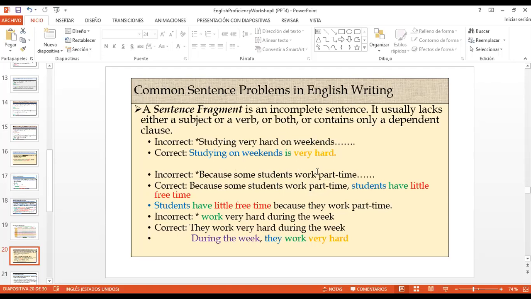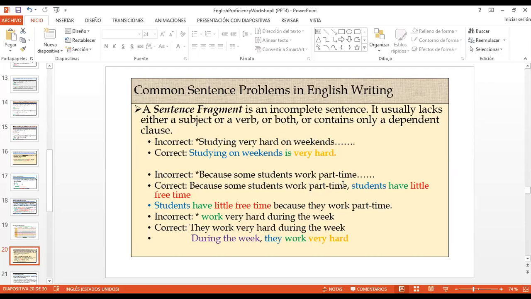Because some students work part-time, this is also a clause. Yes, this is an adverb clause. We need to complete the sentence. Because some students work part-time, comma, students have little free time. Or students have little free time because they work part-time. So I can alter this, but I need this part of the sentence, because only this clause with because is not an independent sentence.